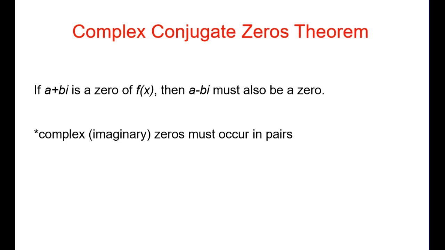Next, we have the complex conjugate zeros theorem. This tells us that if a plus bi is a zero of f of x, then a minus bi, the conjugate, must also be a zero. Okay? The thing to remember about complex roots or complex zeros, they must always occur in pairs of two.